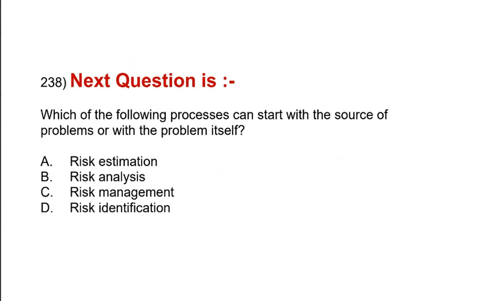Question is, which of the following processes can start with the source of problems or with the problem itself? Option A, risk estimation. Option B, risk analysis. Option C, risk management. Option D, risk identification.